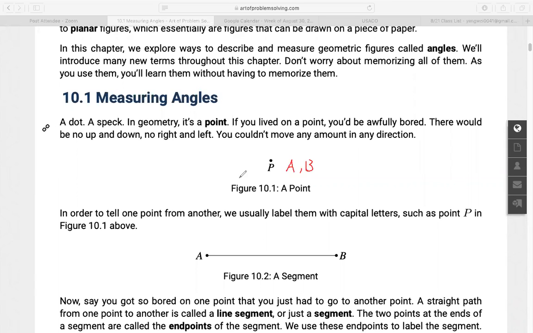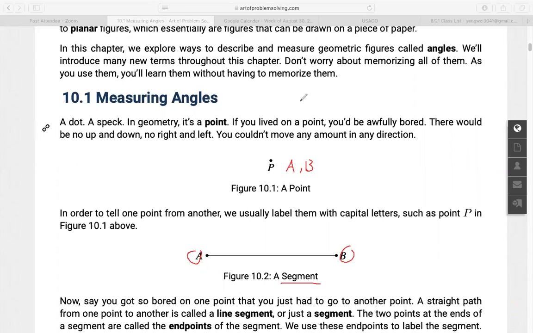Okay, then after you have 2 points, suppose here is A, another is B, then you can use a straightedge to connect these 2 points. Then you form a shape called a segment, or a line segment. Then points A and B are called the endpoints of the line segment.